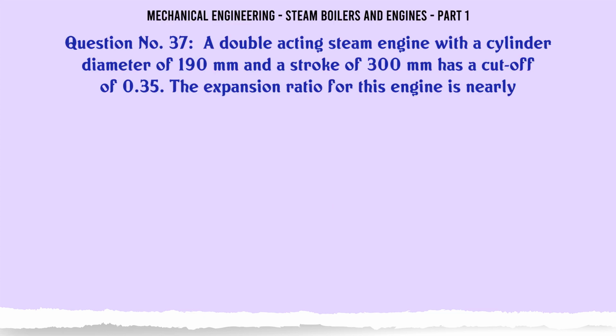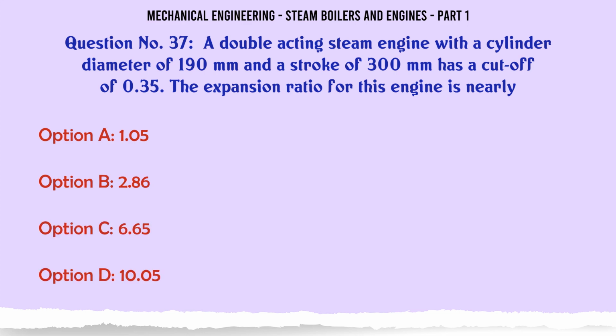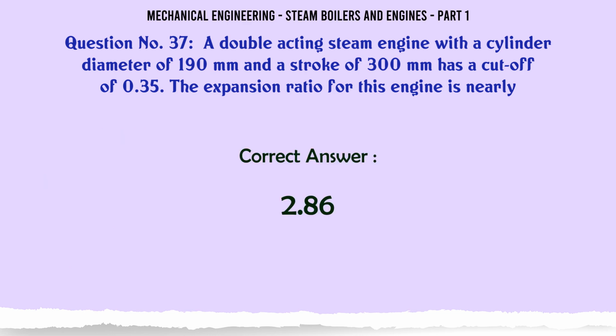A double-acting steam engine with a cylinder diameter of 190 mm and a stroke of 300 mm has a cutoff of 0.35. The expansion ratio for this engine is nearly: A. 1.05, B. 2.86, C. 6.65, D. 10.05. The correct answer is 2.86.